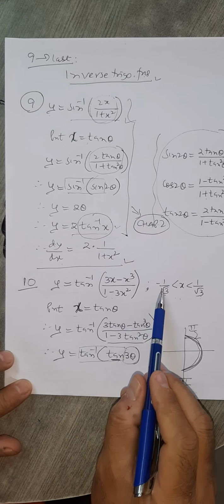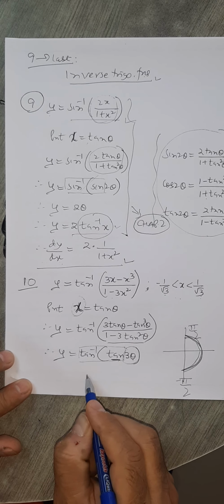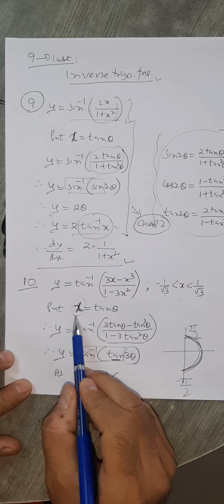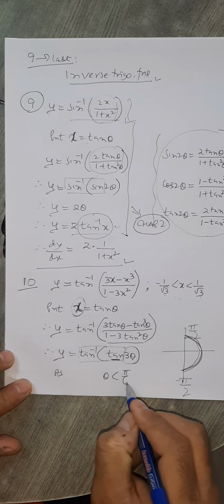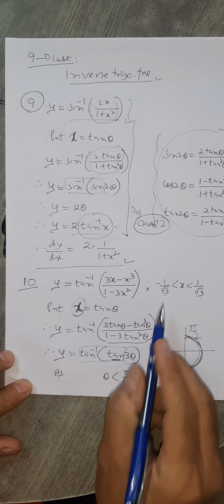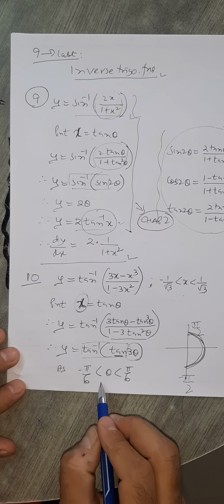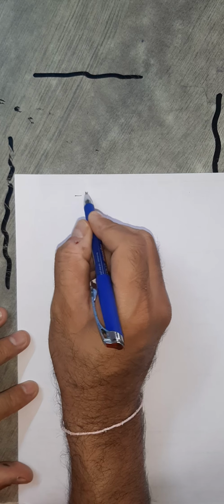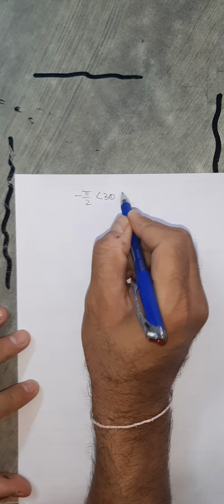So here, for example, if I put x equals 1 by root 3, then I'll write theta. For what value of theta does this become 1 by root 3? That is pi by 6. So the lower limit has to be minus pi by 6. This condition comes from this substitution and from x. You need 3 theta, so if I multiply this inequality by 3, I'll get minus pi by 2 less than 3 theta less than pi by 2.